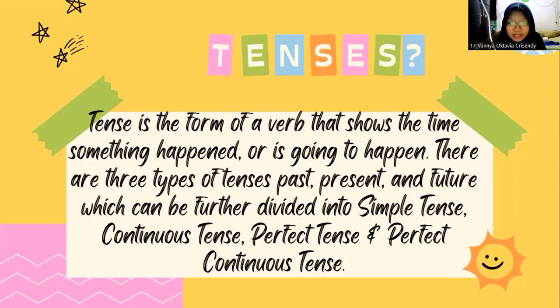What is tenses? Tenses is the form of a verb that shows the time something happened or is going to happen. There are three types of the tenses: past, present, and future, which can be further divided into simple tense, continuous tense, perfect tense, and perfect continuous tense.